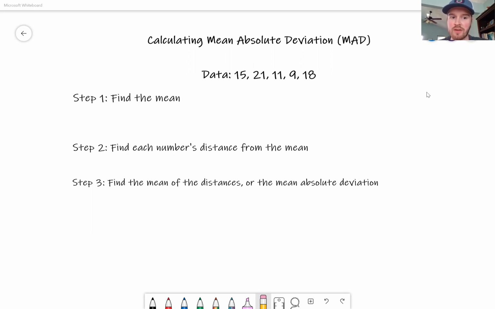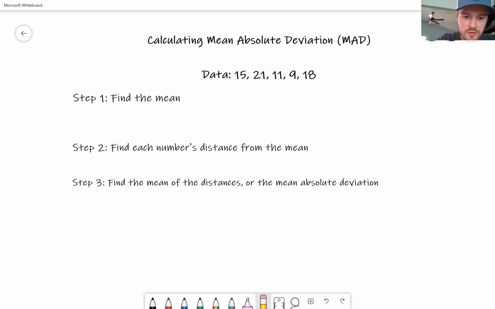And really, if you can calculate the mean, like what we did last week, you guys can solve mean absolute deviation. So there are 3 steps whenever we're calculating mean absolute deviation. Step 1 is to find the mean of the data set. So start out by doing that.